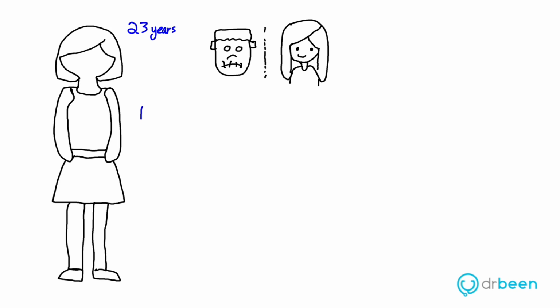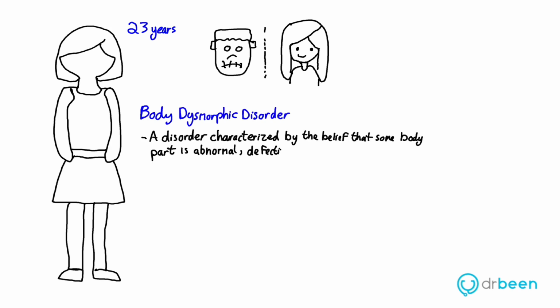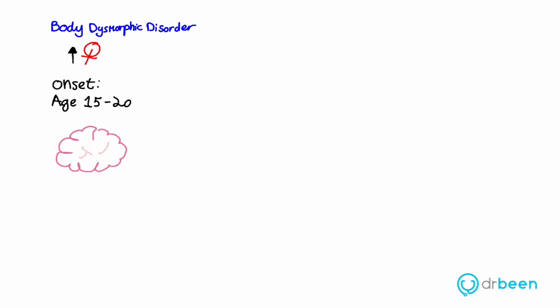Well, this case highlights and illustrates body dysmorphic disorder. It's a disorder characterized by the belief that some body part is abnormal, defective, or misshapen. In terms of risk factors and epidemiology, it affects women more than men, typically ages 15 to 20, and other disorders that have been found include depressive disorders, anxiety disorders, and psychotic disorders.